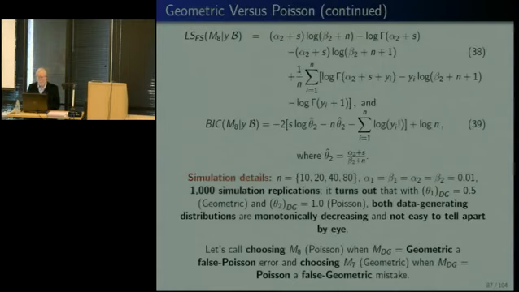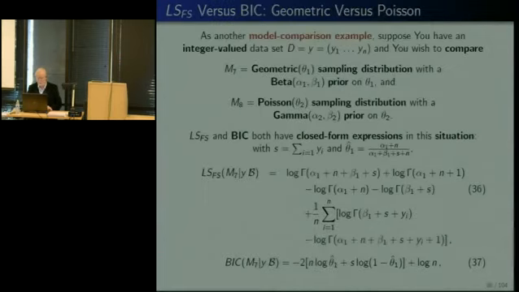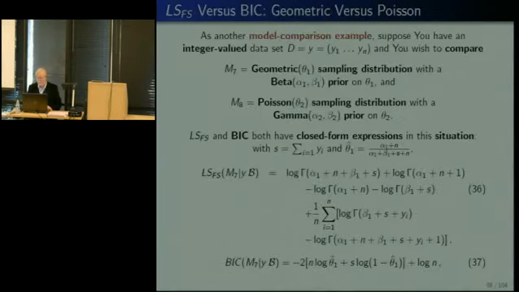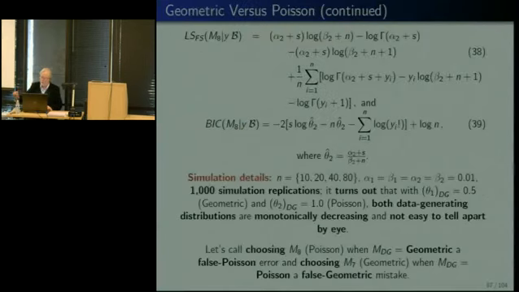I created a simulation world where n varied from 10 to 20 to 40 to 80. I set diffuse priors in all cases, and I made 1,000 simulation replications. It turns out that with theta 1, the geometric, equal to 1/2, and theta 2 equal 1.0, both data generating distributions are monotonically decreasing, and they're not easy to tell apart by eye. So that would be a situation where both methods would have trouble discriminating between the two because they look the same on the data. So let's call choosing M8, the Poisson, when the truth is the geometric a false Poisson error, and choosing M7, the geometric, when the truth is Poisson a false geometric mistake.